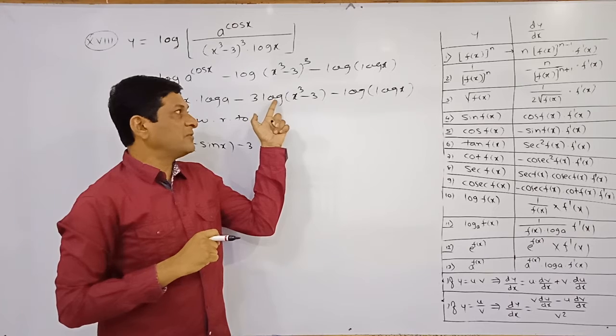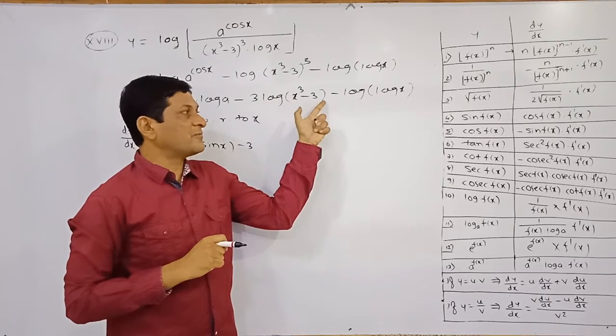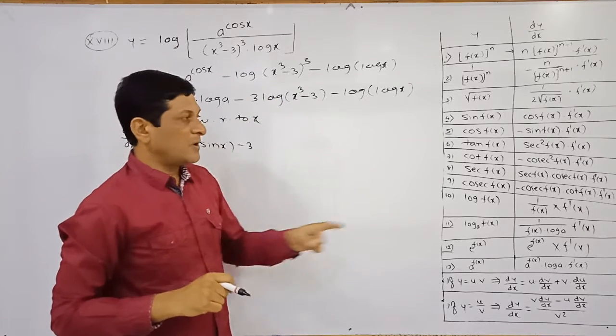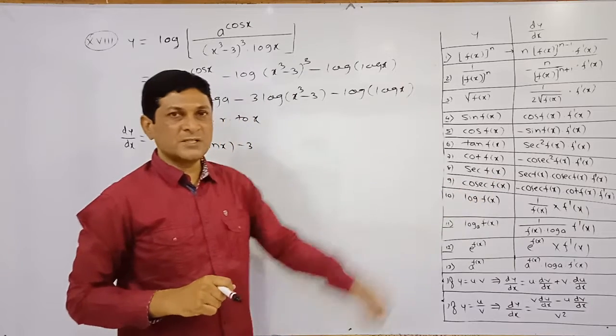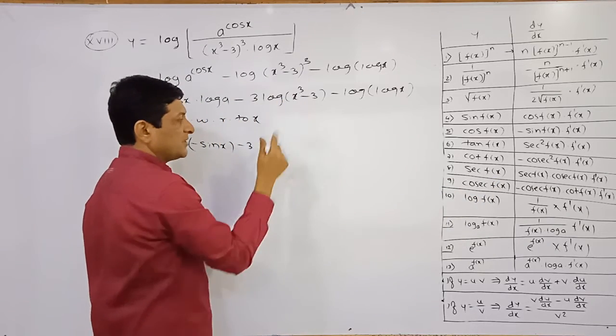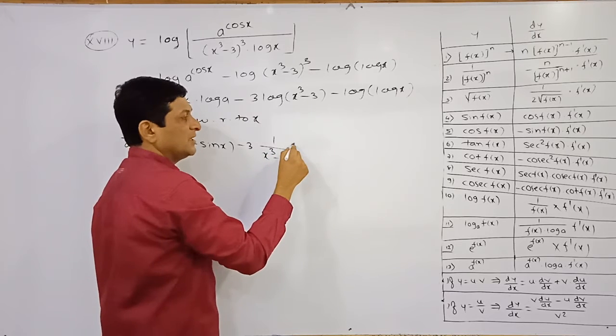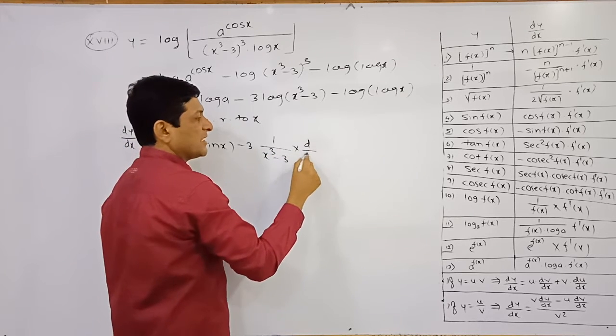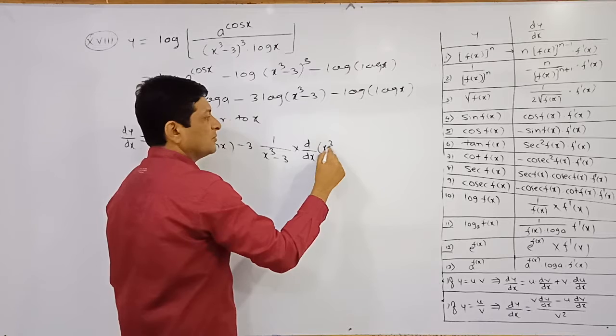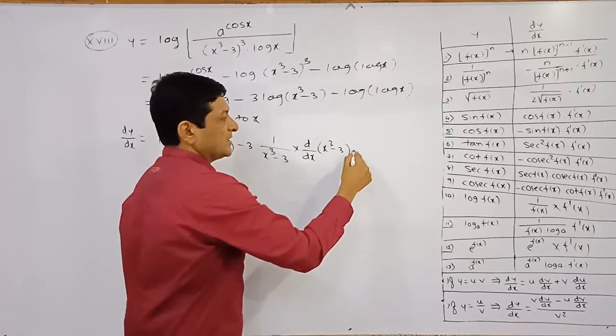If you observe the remaining function, it is in the form of log f of x, and we know that the derivative of log f of x is 1 upon f of x into f dash of x. So its derivative is 1 upon f of x. What is f of x here? x cube minus 3, into its derivative, meaning the derivative of x cube minus 3. Minus, keep it as it is.